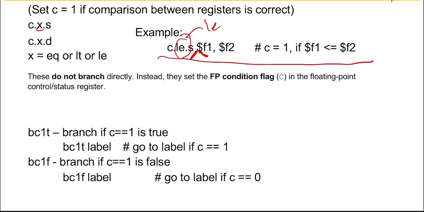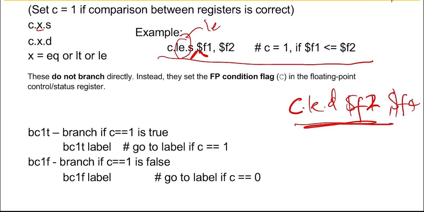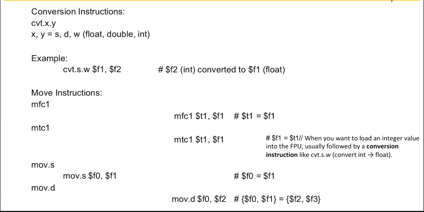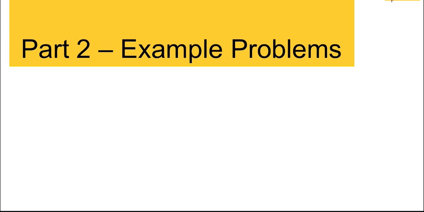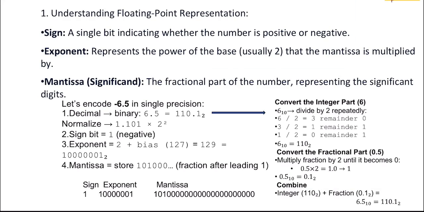If we're doing double, it could have been C equals 1 if, let's say, F2 is less than F4, less than, then we do double. So this is a double and this is a single precision. I'll go through example problems so we understand.